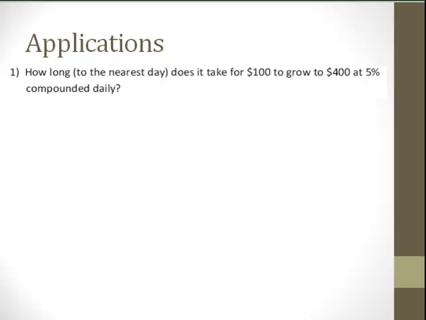How long to the nearest day does it take for $100 to grow to $400 at 5% compounded daily? So this is the formula for compounded interest. A equals P times (1 plus r over n) all to the nt. How long to the nearest day? So we're looking for time. Does it take for $100 to grow to $400?